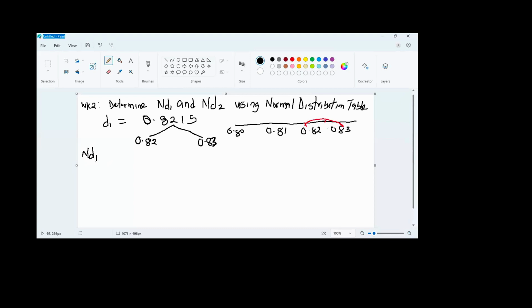ND1 is equal to, now, the normal distribution table comes with 0.5 plus or 0.5 minus. Now the question is, when am I going to use 0.5 plus? When am I going to use 0.5 minus? If your D1 or your D2 is a positive sign, like our D1 which is positive 0.8215, then for ND1 I will start with 0.5 plus.